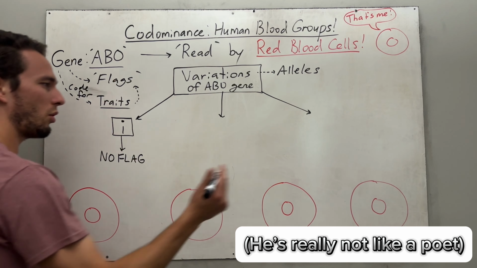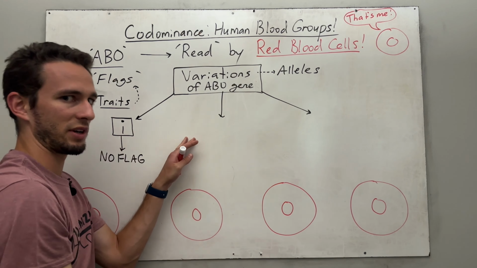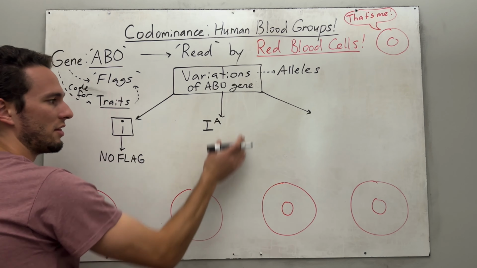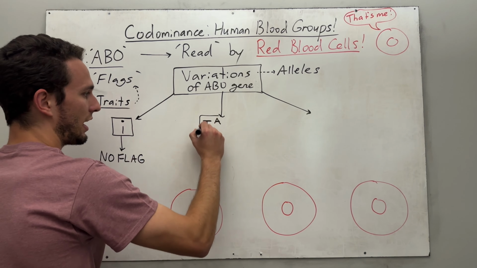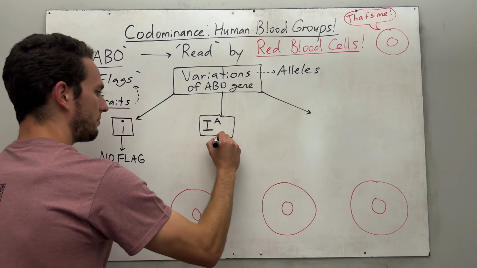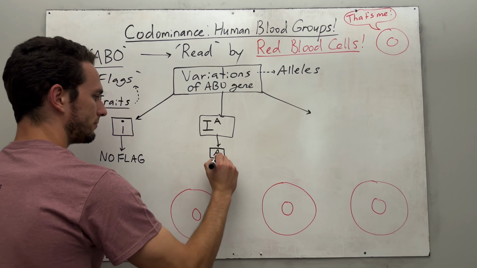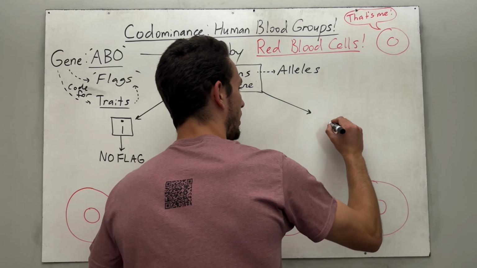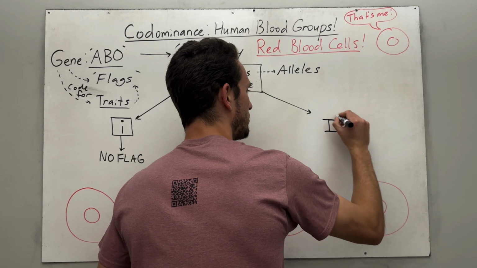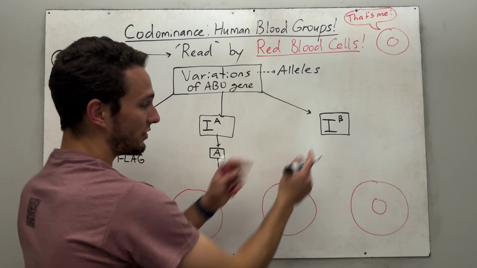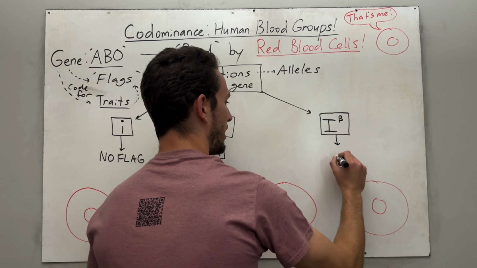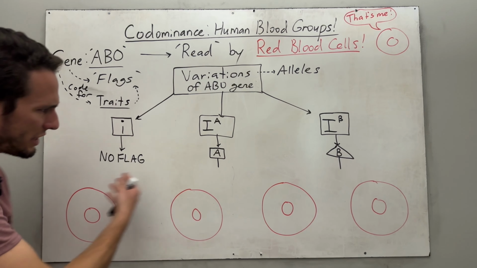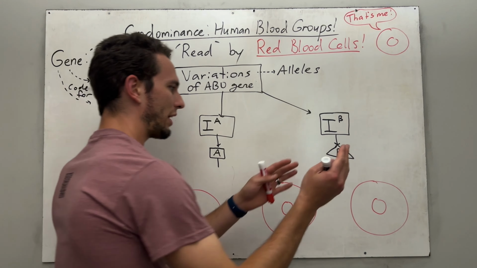But the next variation is going to be a little different, and this is where the codominance aspect comes in. We're going to have a big I, big A. That's just the way we show this variation. Now, if you have this big I, big A, we are going to code for a flag that will look like this. So we'll have this little A flag if you have this variation of the gene. Now, furthermore, there's one last one, and it's going to be big I, big B. And you can probably predict if you have the big I, big B, it's going to code for a flag with a B on it. We'll make it a little triangle just to make it a little different. So your blood cells have kind of 3 options. They can make no flag, an A flag, or a B flag.